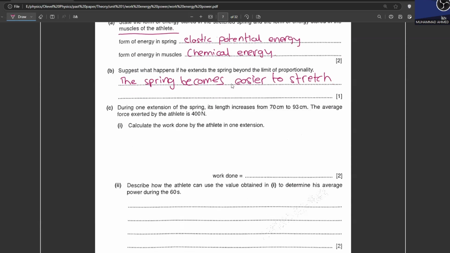During one extension of the spring, the length increases from 70 to 93 centimeter. The average force exerted by the athlete is 400 Newton. Calculate the work done by the athlete in one extension. Work done is equal to force into distance. Your force is 400 Newton. Your distance traveled is 93 minus 70, that is 23 centimeter divided by 100. Why have I divided 23 by 100? Because I wanted to convert centimeters into meters. 400 into 0.23 becomes 92 joules as your work done.